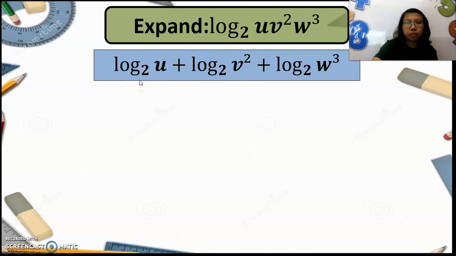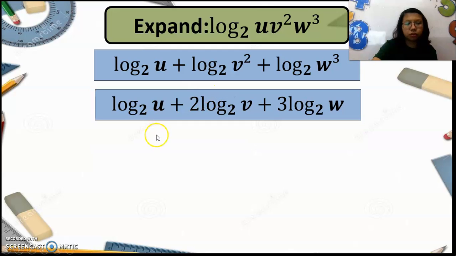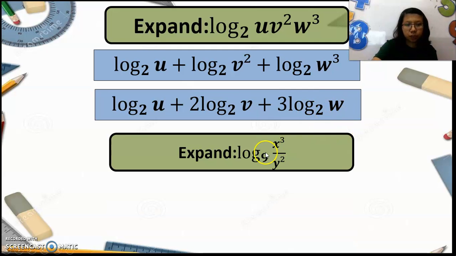And then using the power rule or the power law, we have here logarithm of u to the base of 2, and then 2 logarithm of v to the base of 2, and then the last one will be 3 logarithm of w to the base of 2. So next one, expand logarithm of x cubed over y squared to the base of 9.